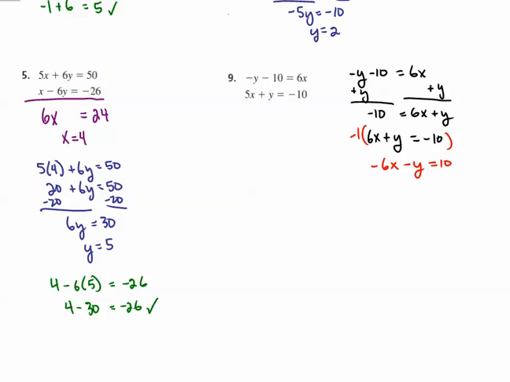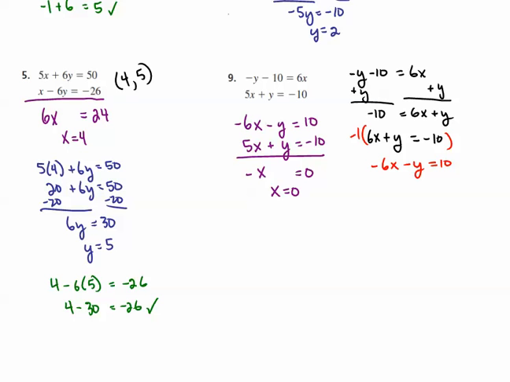And when I do, I now have two equations. First equation, negative 6x minus y equals 10. Second equation, 5x plus y equals negative 10. When I add down, I get negative x is equal to 0. So x is equal to 0. And I just noticed I didn't put my solution for the previous problem, that would be 4, comma 5.